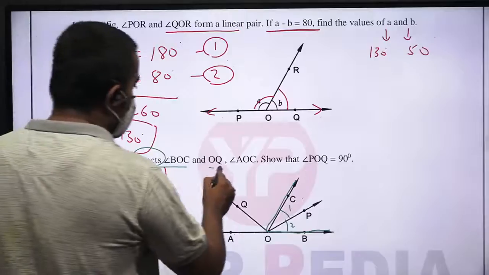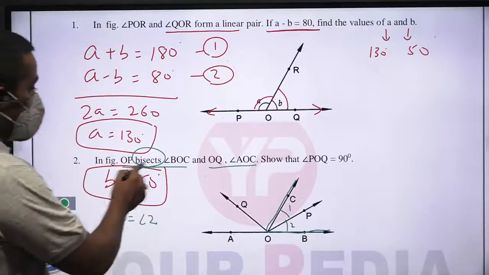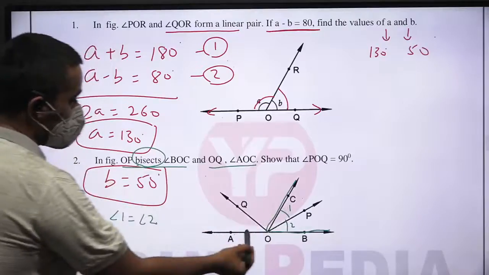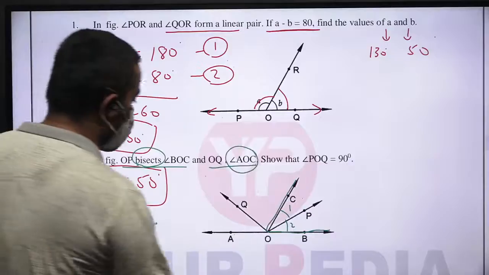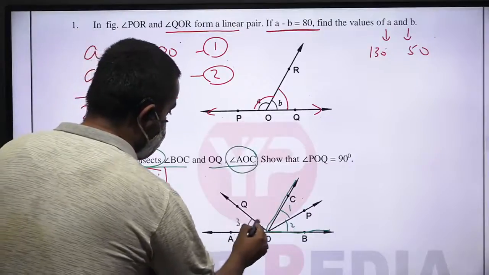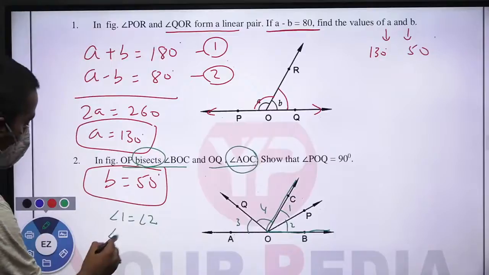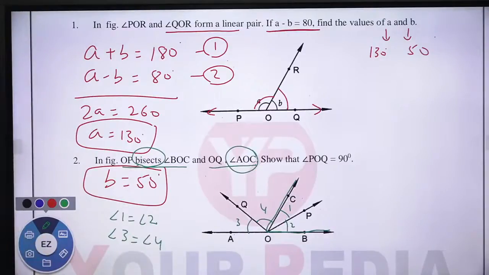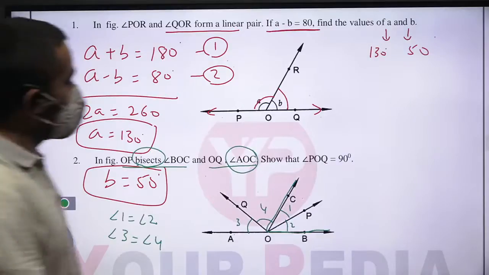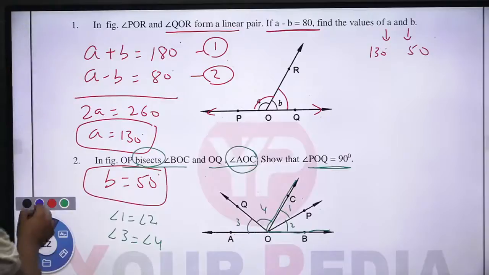And OQ bisects angle AOC. This means if OP bisects BOC, then similarly ray OQ bisects angle AOC. So that is angle 3 and that is angle 4. So that means angle 3 will also be equal to angle 4. Yes or no, friends? Now show that angle POQ is 90. Yes, what is POQ now?